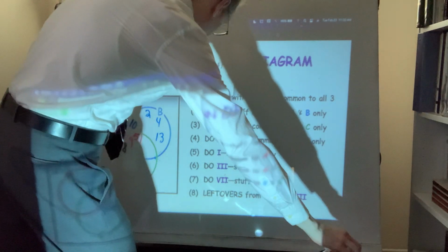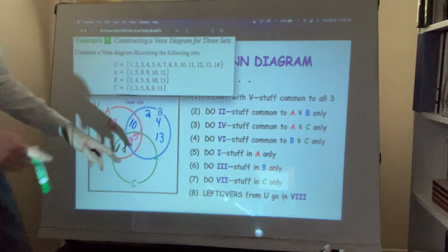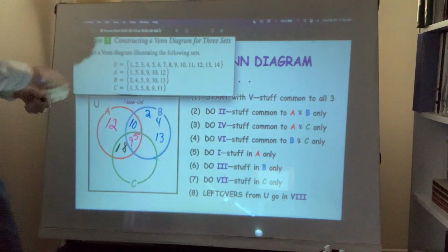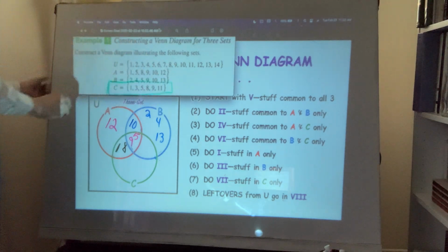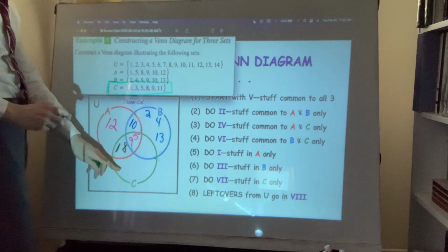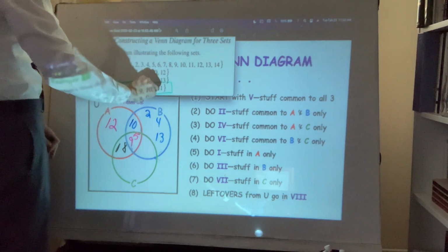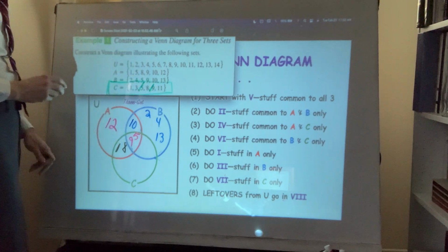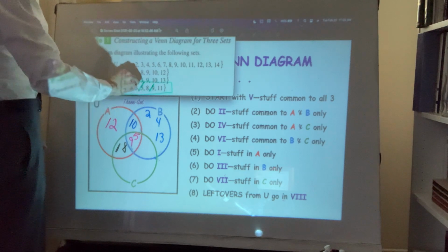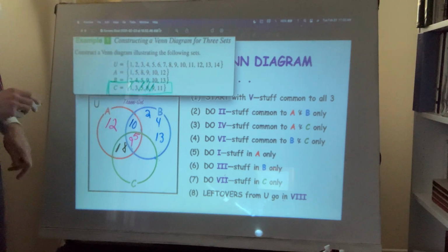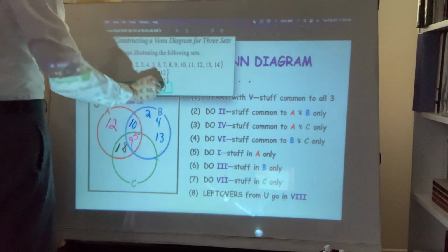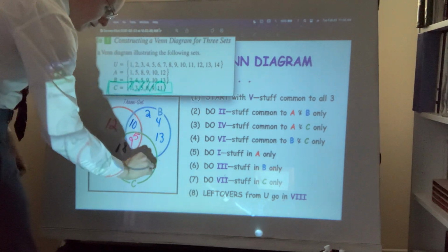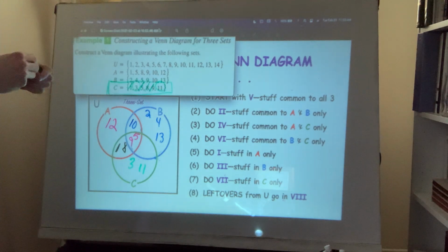Okay, now things that are just C only. So I'm going to try green again. I cross out the stuff that is included elsewhere. Again 5 and 9 go away immediately because they were in the center. 1 and 8 in the case of A and C. And that leaves you with just 3 and 11. So you have a 3 in here and you have an 11.